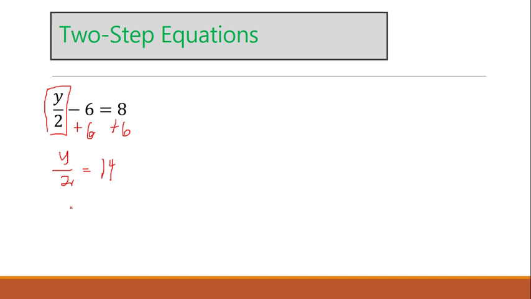And then now we're back to our one-step equation. So ask yourself what's being done to the variable here on the left. Well, we're taking the variable y and we're dividing it by 2. So we need to undo division by 2. And to undo dividing by 2, the opposite of that is to multiply both sides by 2. All right, so the 2's will cancel out on the left, giving us y by itself, and 14 times 2 is 28.